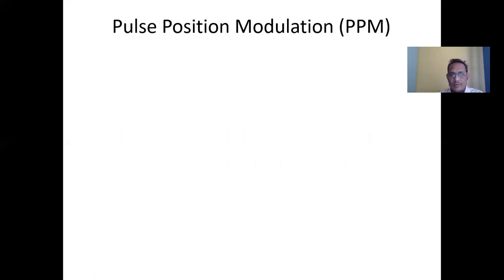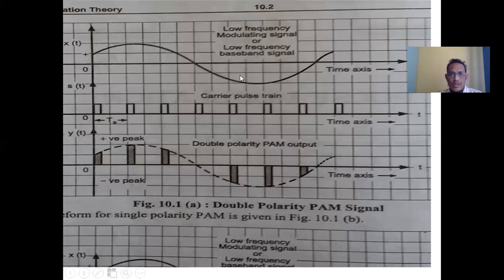Pulse position modulation definition. In pulse position modulation, the high frequency carrier signal, a pulse train, is changed in accordance with the amplitude of the modulating signal by keeping amplitude and width of the carrier signal constant. This is called pulse position modulation. Okay, so this is the typical waveform of pulse amplitude modulation.